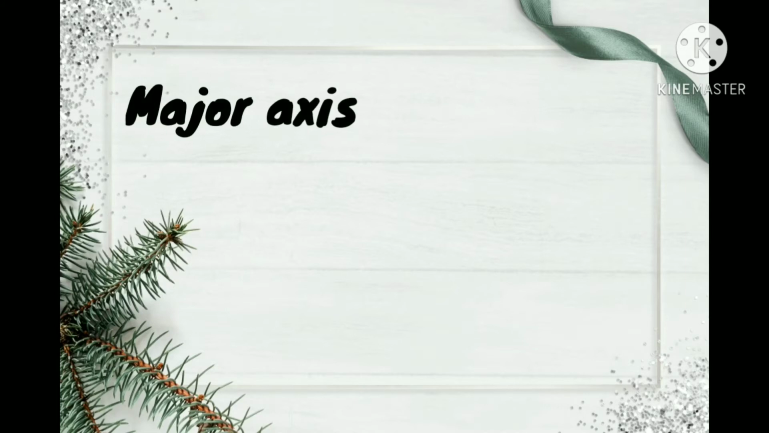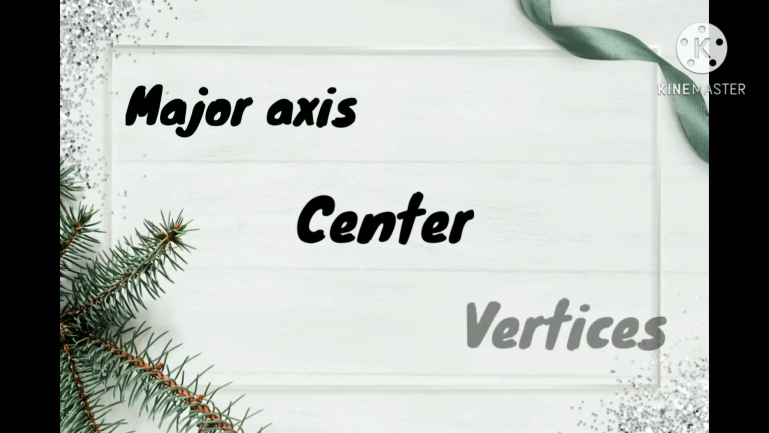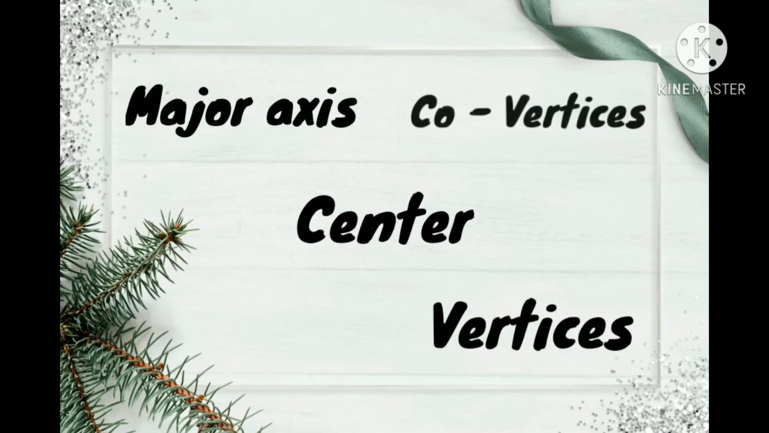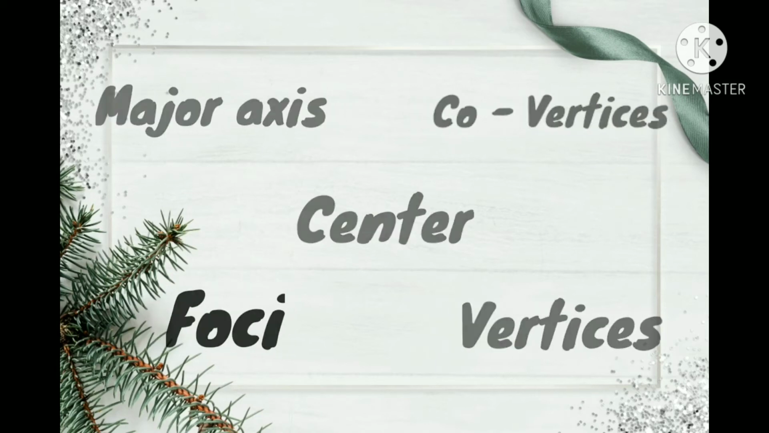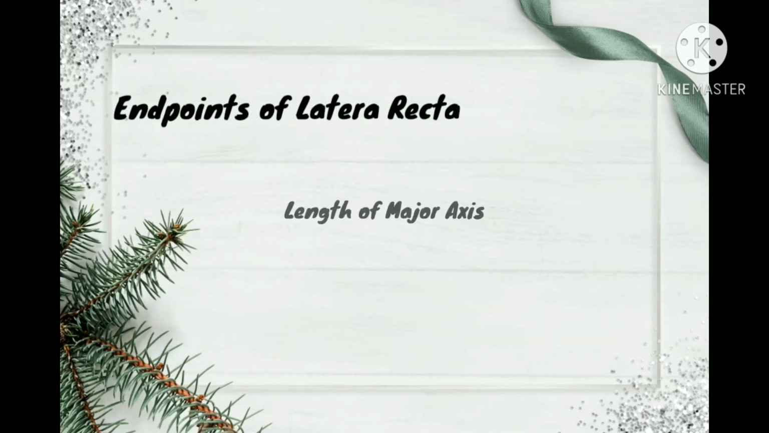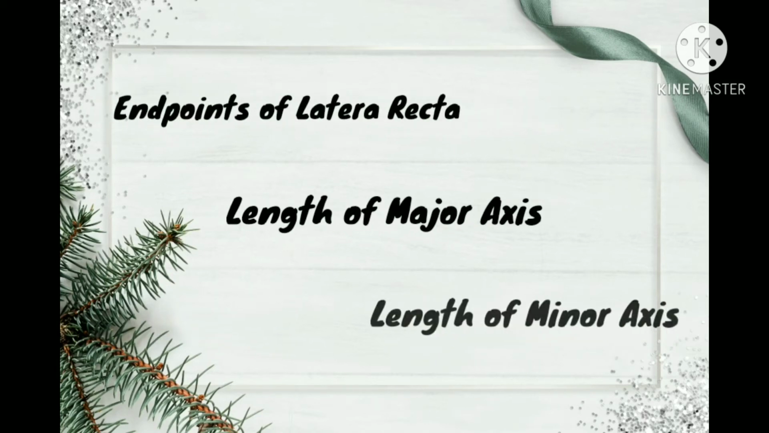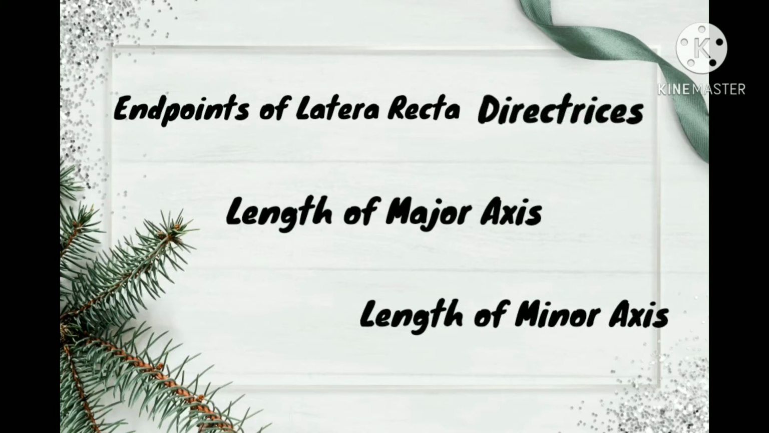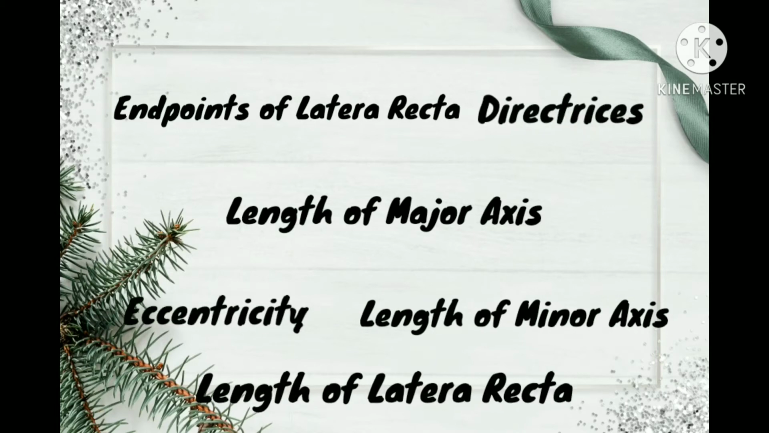We can now find the major axis, center, vertices, covertices, foci, endpoints of the lateral recta, length of the major axis, length of the minor axis, directrices, eccentricity, and length of the lateral recta.